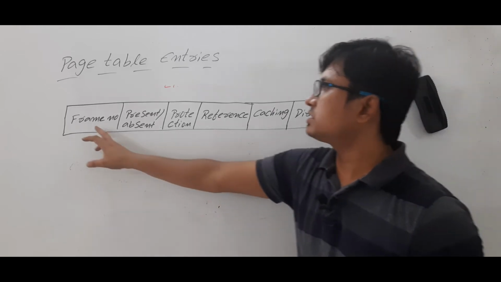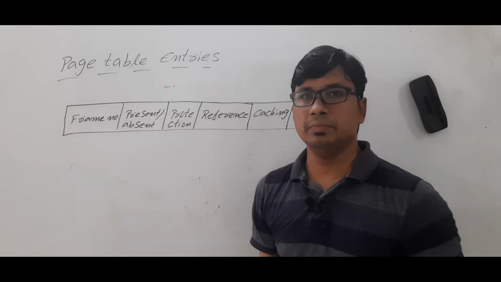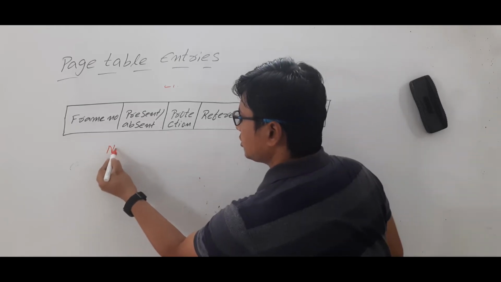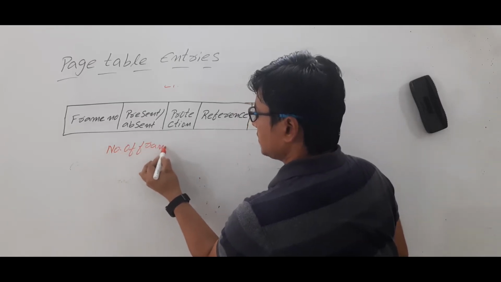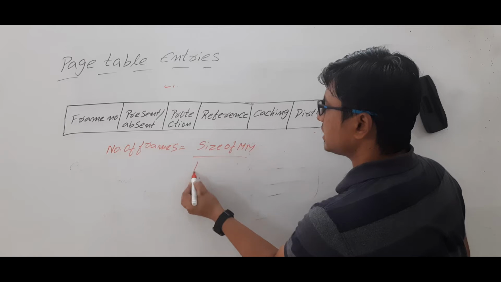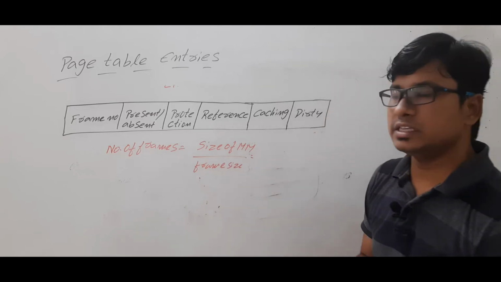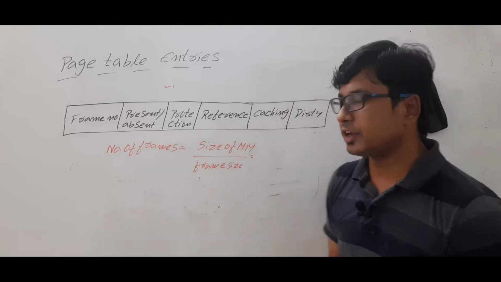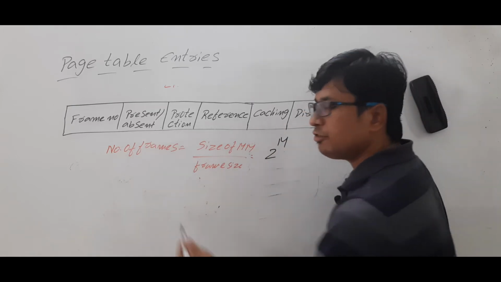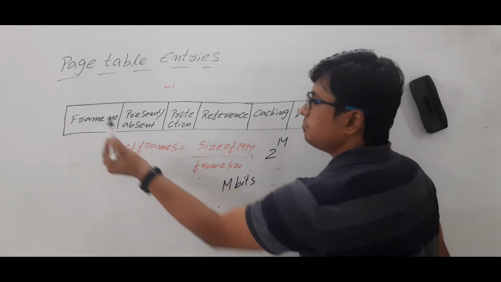Okay, already we have discussed about the frame number. The number of bits required to represent a frame number will depend on the number of frames. The number of frames can be easily computed as size of main memory by frame size. If they have given the main memory size and the frame size, we can easily compute the number of frames. Suppose let's take that the number of frames is 2 power m, then the number of bits to represent each frame will be m bits. So we will have m bits for a frame number.